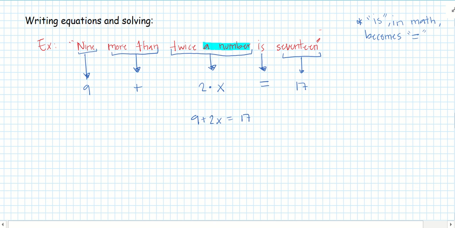If I go ahead and solve for x, then I subtract 9 on both sides. So I end up with 2x equals 17 minus 9, which is 8. 2 is multiplying the x, so I'm going to go ahead and divide by 2 on both sides. 2 divided by 2 becomes 1, so x equals 8 over 2, which is 4. And that is my solution, okay?